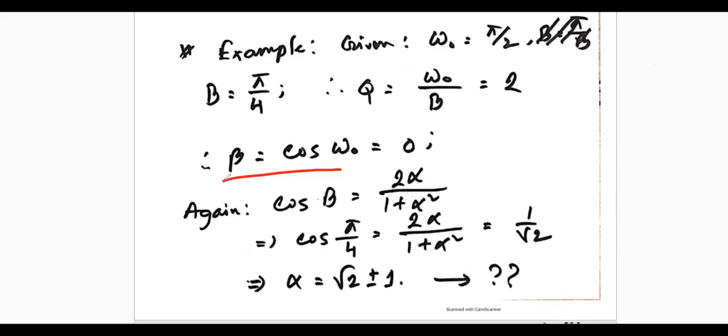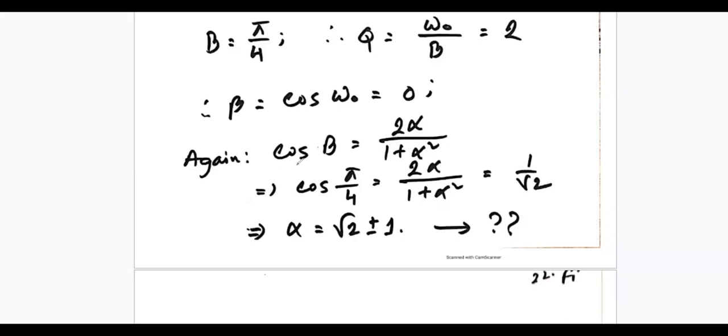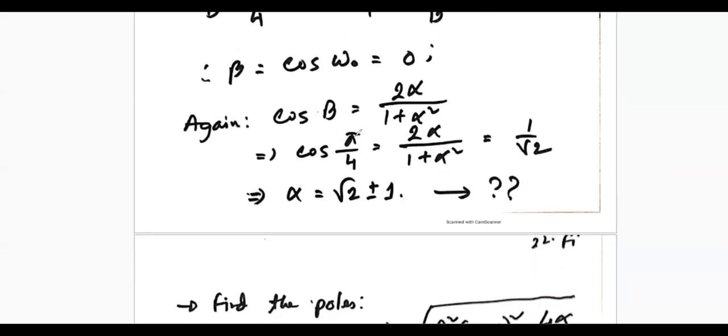First of all, we found the value of beta. Now we need to find the value of alpha. We have another equation, cos B, where B is the bandwidth. So cos B is equal to twice alpha over 1 plus alpha square. We have already derived this. And now cos pi by 4 is equal to twice alpha divided by 1 plus alpha square. And we know that it is equal to 1 by root 2. Why? Because that is the cutoff value.